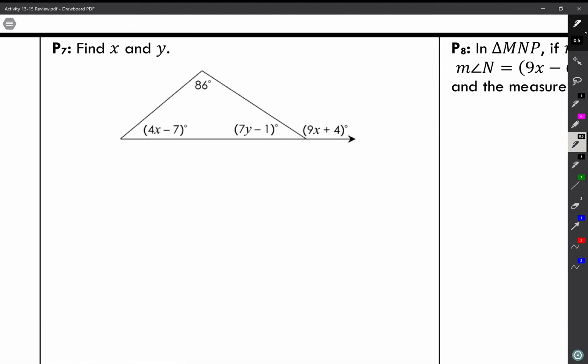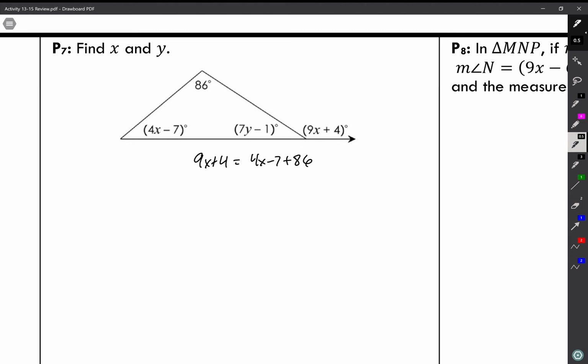Number 7. This we're finding x and y. Again, we have an exterior angle, okay? So I notice that my exterior angle is in terms of x, and then one of my remote interior angles is in terms of x, and then the other one is just a number. So if I use the exterior angle theorem, I'd have an equation with just x that I could use to solve for x. So let's do that. Use exterior angle theorem. So 9x plus 4 is just equal to 4x minus 7 plus 86.